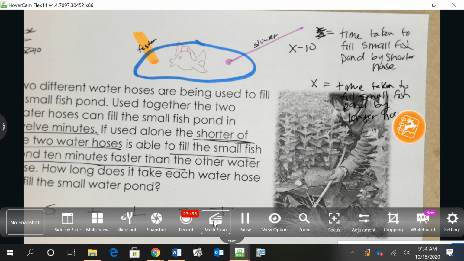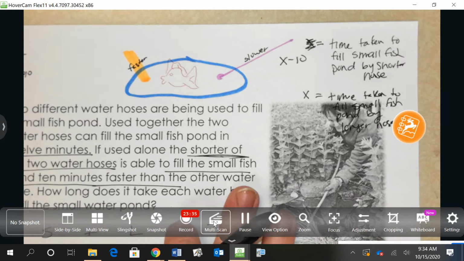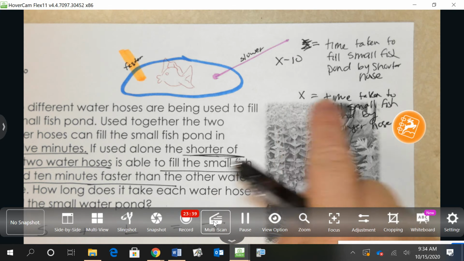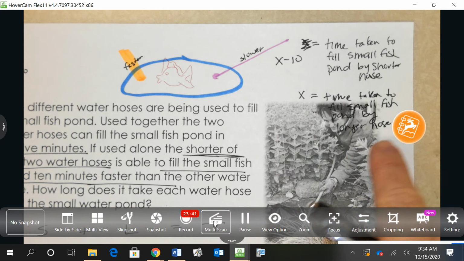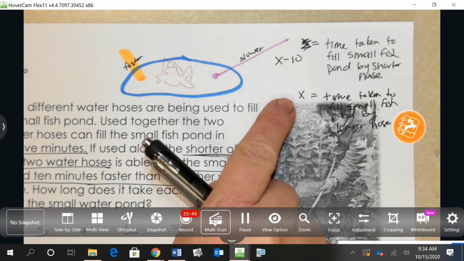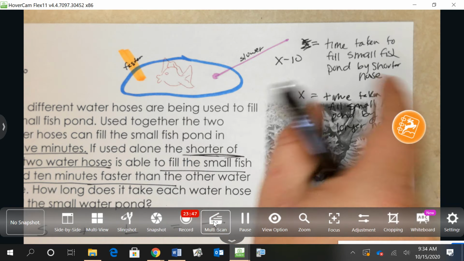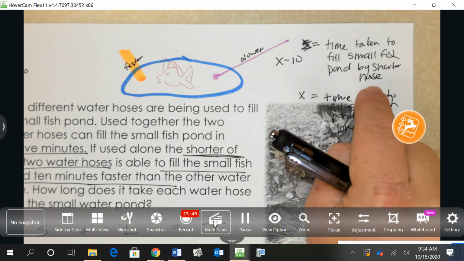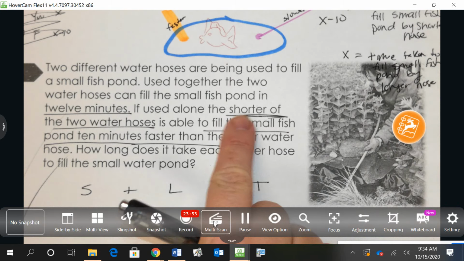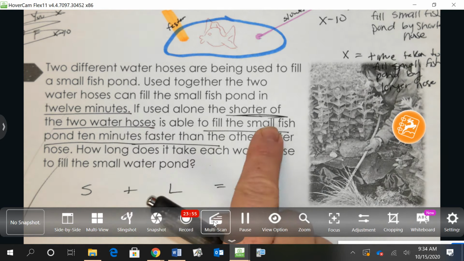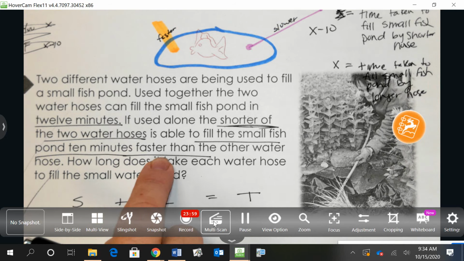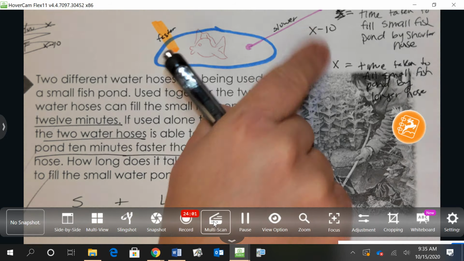Again, as I've suggested in examples 1 and 2, my suggestion is just to make up an arbitrary number, similar to what I did here, and let's take 100 minutes. If it takes 100 minutes for the fish pond to be filled with the longer hose, then that same number, 100 minus 10, would be 90 minutes to be filled by itself using the shorter hose. Let's see, does that make sense? The shorter of the two water hoses is able to fill the small pond 10 minutes faster. 10 minutes less. So these are my two expressions.